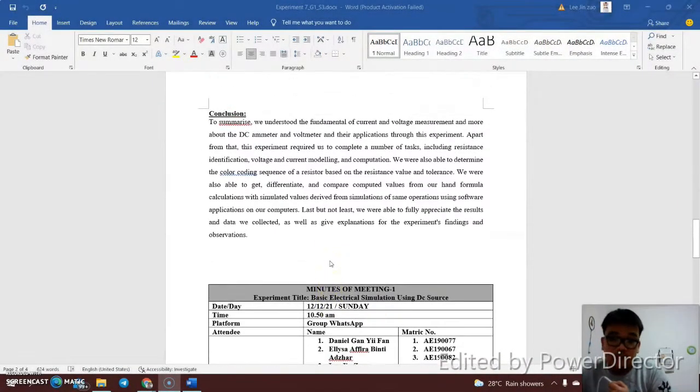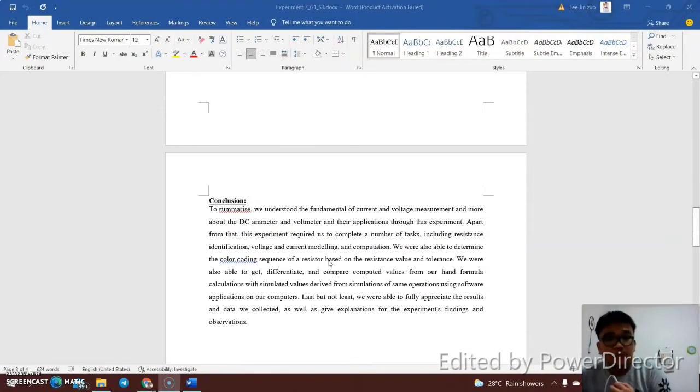So next is the conclusion part. To summarize, we understood the fundamentals of current and voltage measurement and more about the DC ammeter and voltmeter and their applications through this experiment. Apart from that, this experiment required us to complete a number of tasks, including resistance identification, voltage and current modeling, and computation. We are also able to determine the color coding sequence of a resistor based on the resistance value and tolerance.